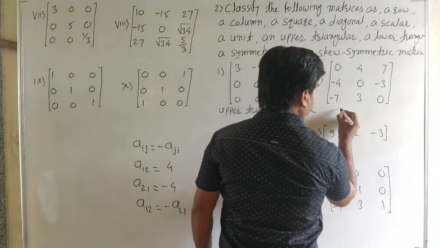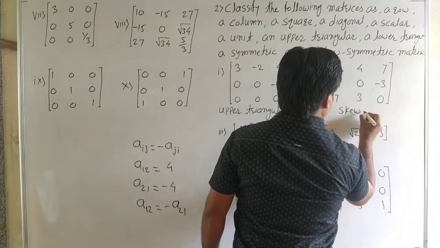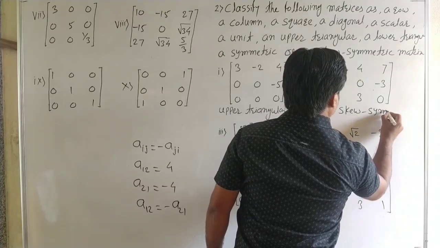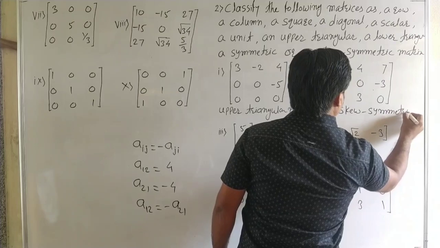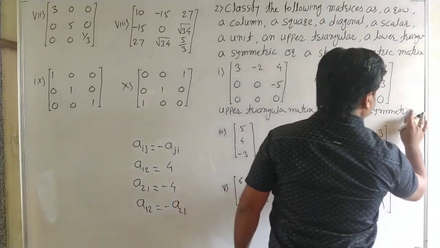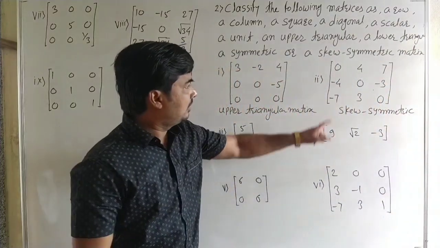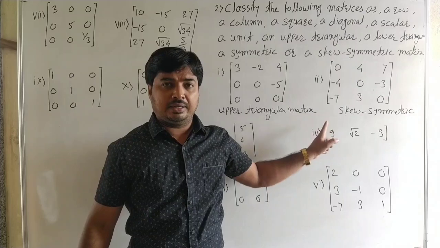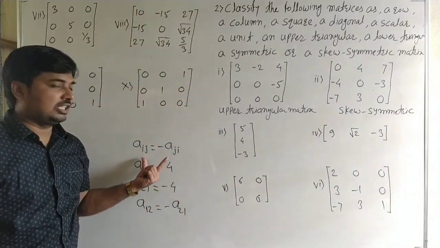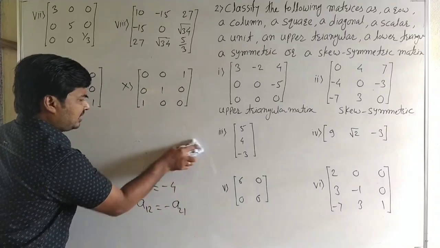Okay, here it is a skew symmetric matrix, because the definition is satisfied. Okay, skew symmetric.